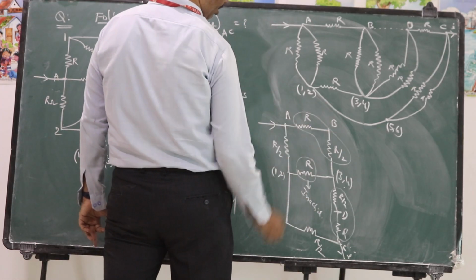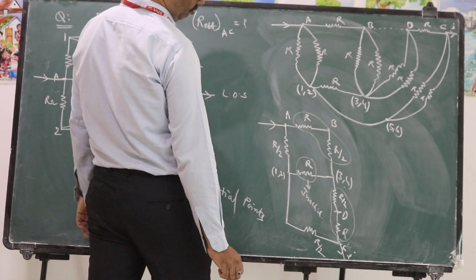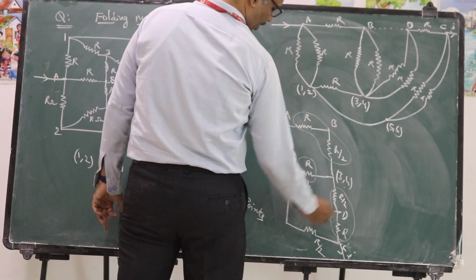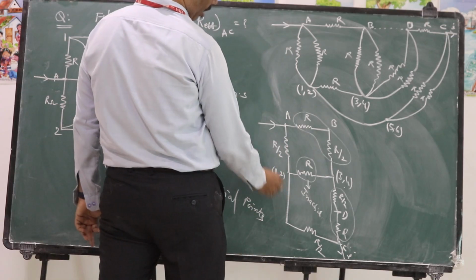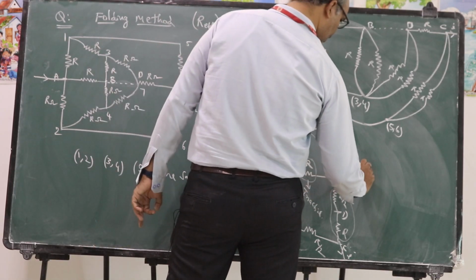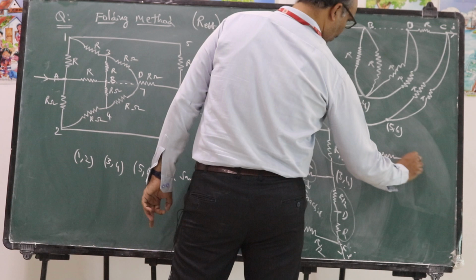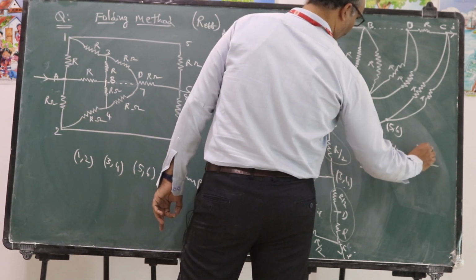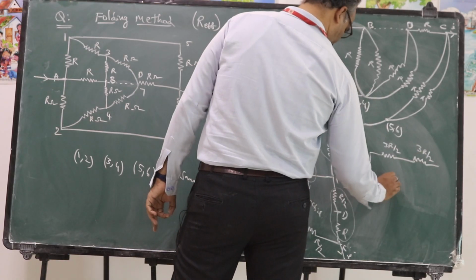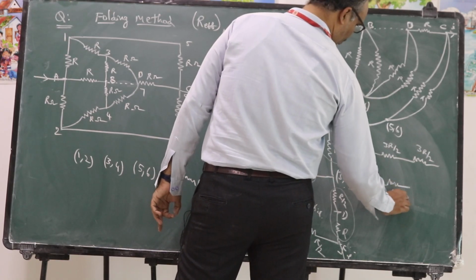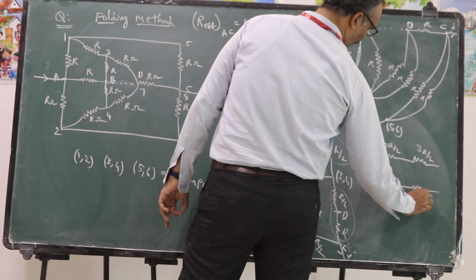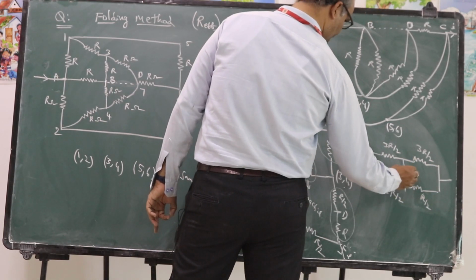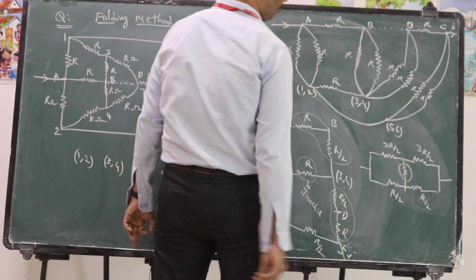So finally you are left with 3R by 2, 3R by 2, R by 2, R by 2, like this. In the upper circuit, 3R by 2, 3R by 2. In the lower circuit, R by 2, R by 2. Here one resistor is there, this is becoming inactive.